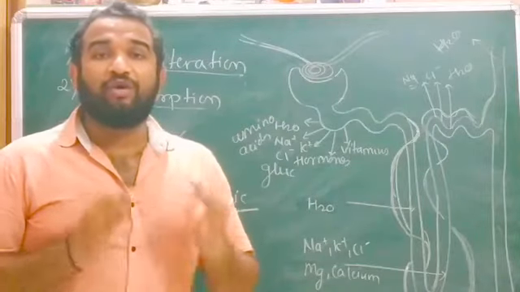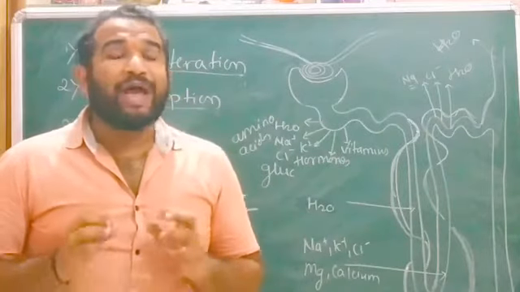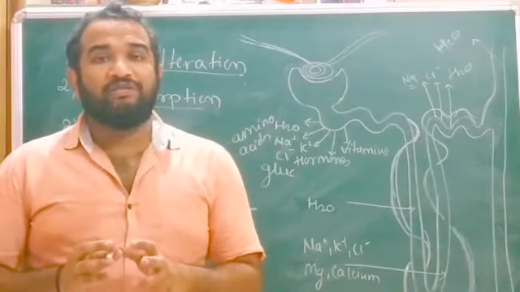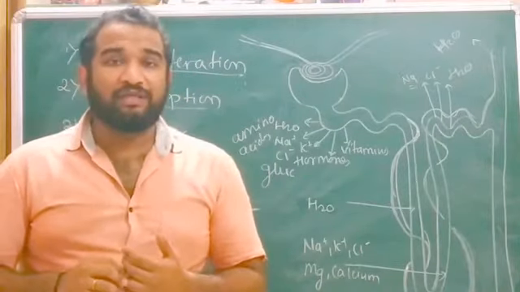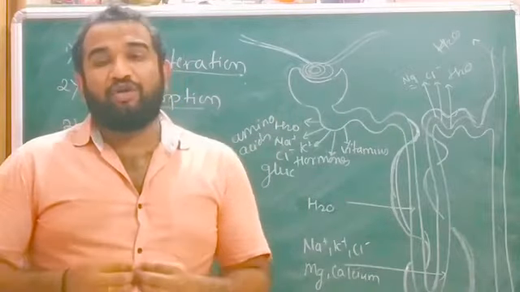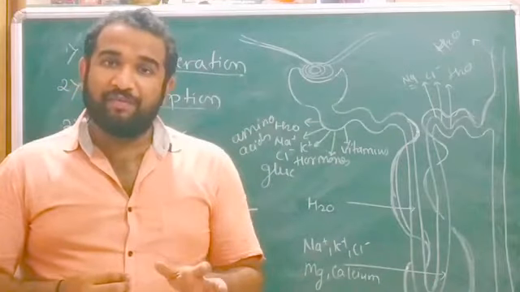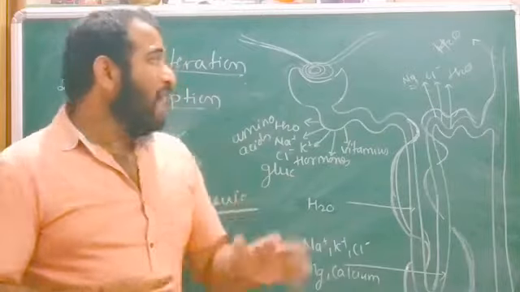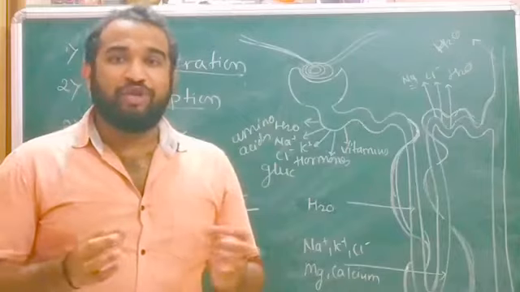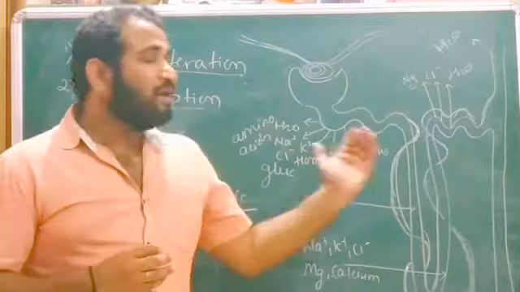The second is the juxtaglomerular control. We studied the juxtaglomerular apparatus. There are cells called juxtaglomerular cells, and cells called macula densa cells. Together they form the juxtaglomerular apparatus. The juxtaglomerular cells secrete an enzyme called renin. Renin is very much responsible for maintaining the pressure and blood flow, whether by increasing or reducing the blood flow. That is how the juxtaglomerular apparatus plays an important role in regulating ultrafiltration.